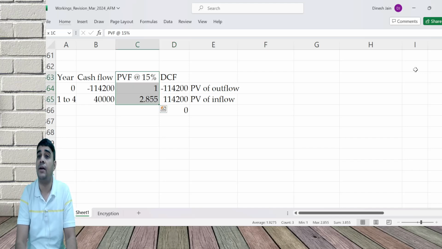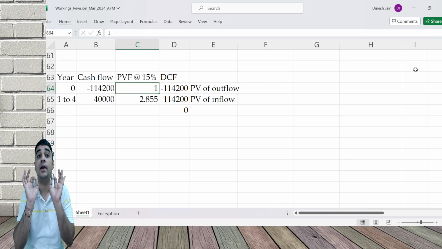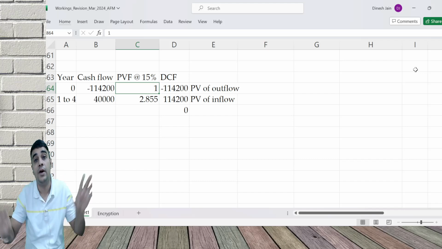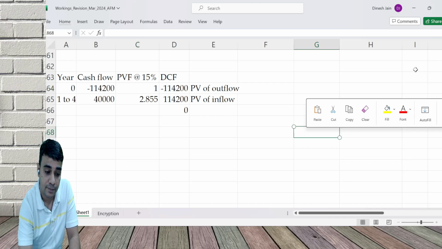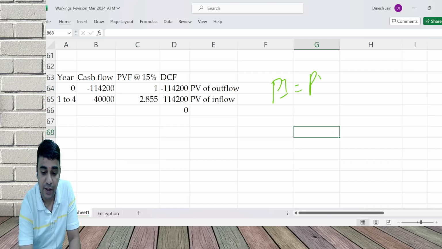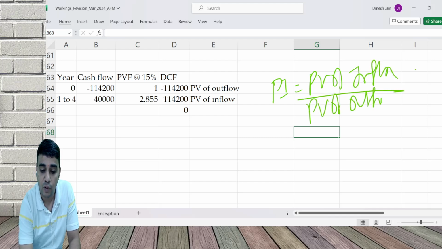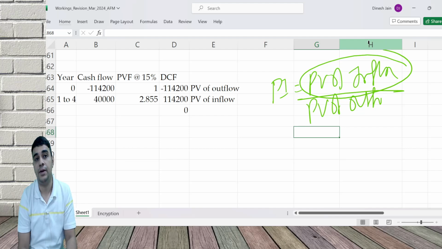Is this discount rate right? No. It should be 12, 13, 14, I don't know the number. You change the discount rate. Will this number change? No. So 114,200 is the present value of outflow. That is not the present value of inflow. Then how do I get the present value of inflow? What is the formula for profitability index? PI is equal to PV of inflow divided by PV of outflow. You will get the PV of inflow now, and then inflow minus outflow will give you the NPV.